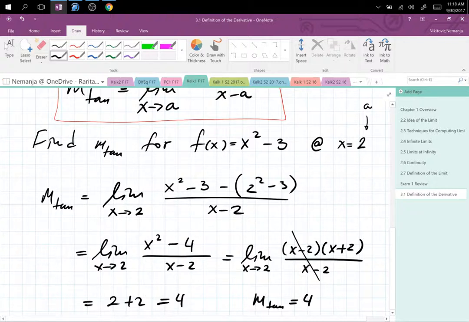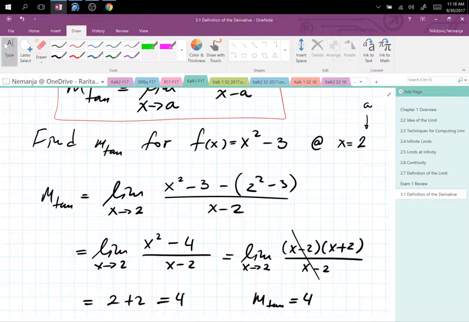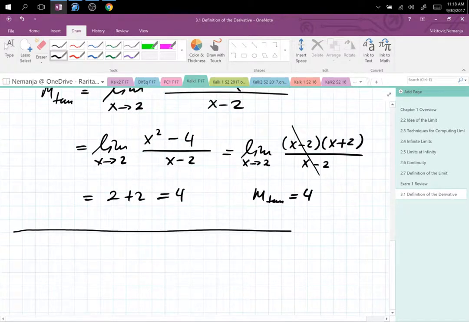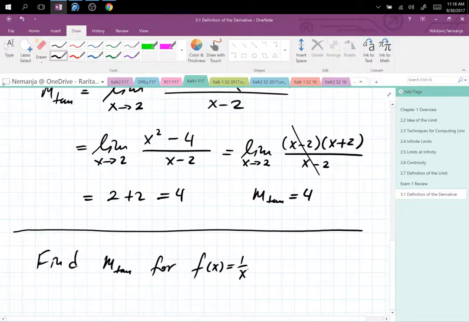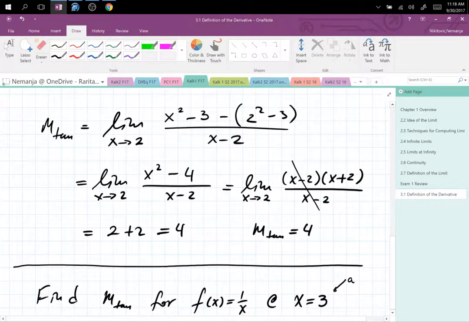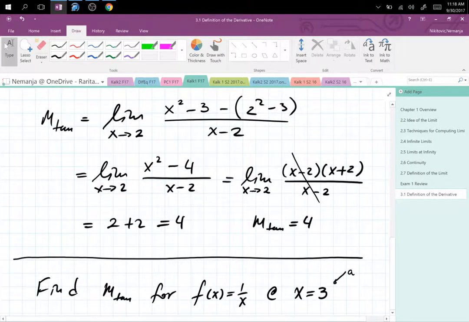I will ask you to compute, let's say, 1 over x. You just have to get something real quick. So find m tangent for f of x equals 1 over x at x equals, say, 3. Remember that this 3 is your a. You have the formula. I'll leave the calculation for the previous one up there, and I'll be back in a flash. 17 seconds. I'll be back in 17 seconds.